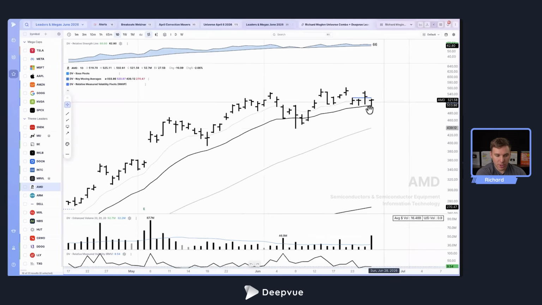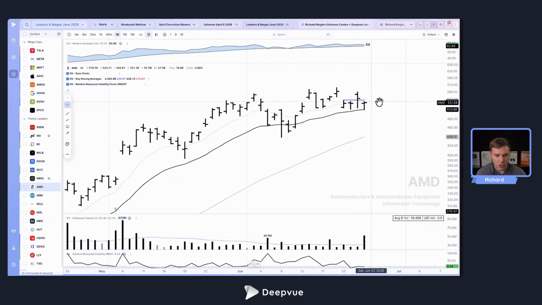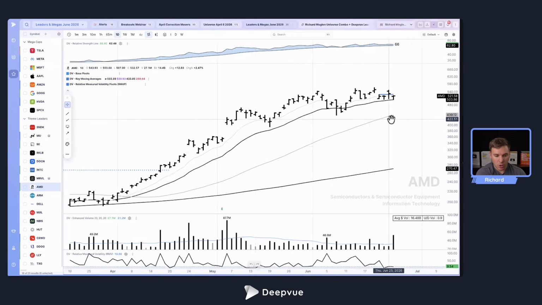AMD looks pretty good, and there's a range pivot that's automatically being drawn. Can watch for expansion early next week. We'll probably add that to our watch list later.